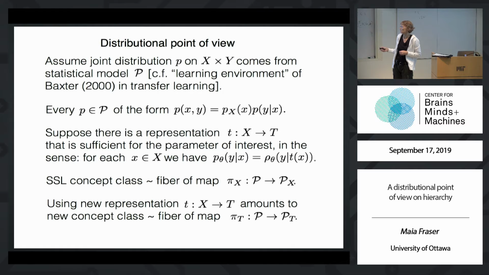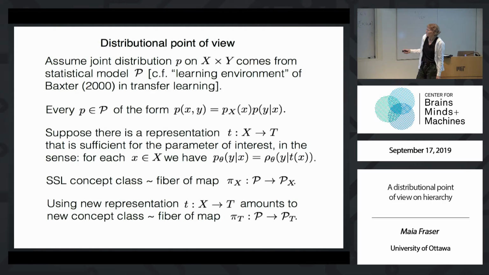So when you're doing semi-supervised learning and you have all this unlabeled data, you're getting a hold on this marginal here. And then that means that essentially you really only need to search within a reduced concept class corresponding to the pre-image of pi. So if we add in an extra representation, then this is further reduced, and we're actually dealing with this projection that goes to marginals with respect to t.